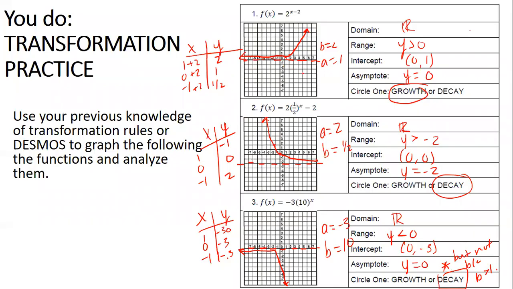Okay, so if you use Desmos, you can get the graph, see the values, and create the graphs and analyze them. Or you can use our transformation rules, knowing what causes which values to go left and right, like we've learned previously, and use that. Either way, you can get the graphs, and then you should be comfortable analyzing.